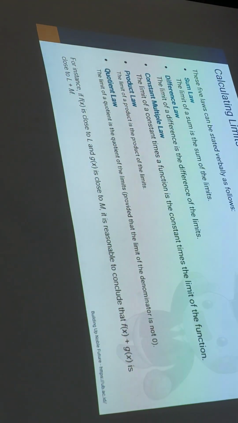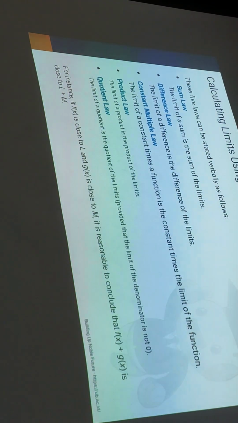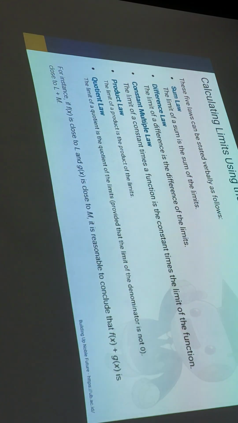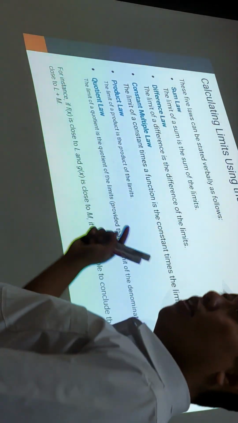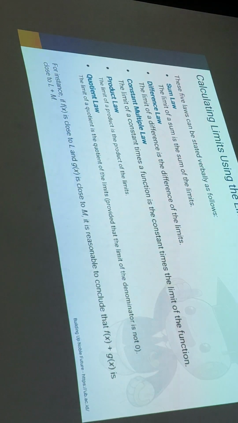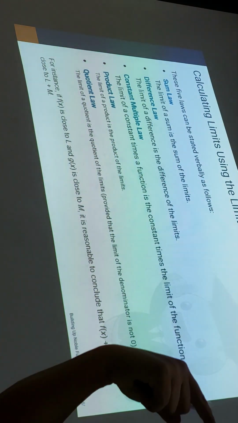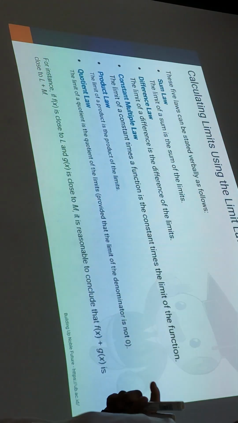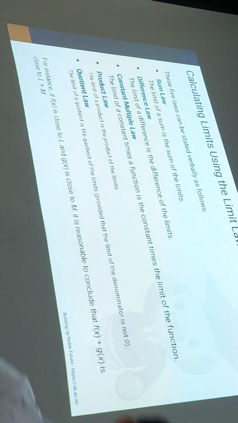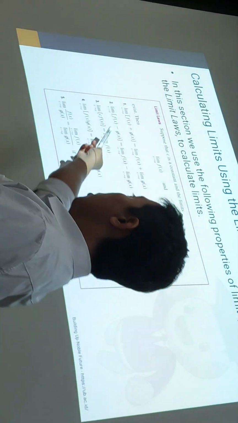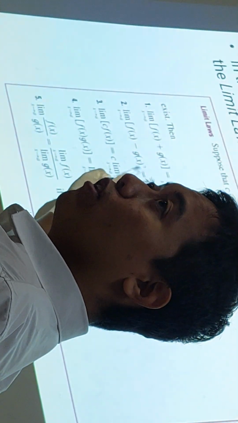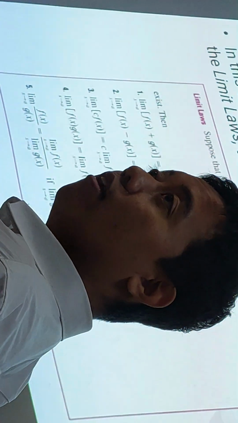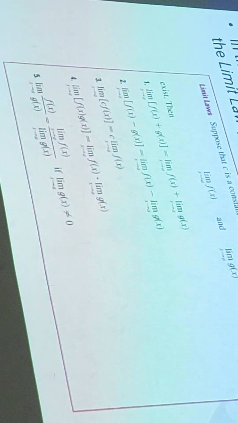Second, we have a different law. We consider subtraction as the operation in the equation. The limit of a difference is the difference of the limits. So if the function in the limit involves subtraction, you can use this second law. Limit of f(x) minus g(x) equals limit of f(x) minus limit of g(x). Easy, right?